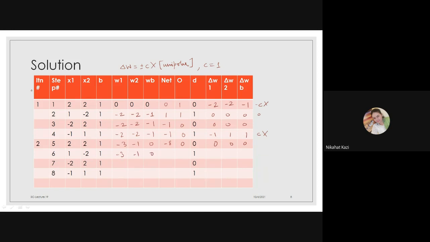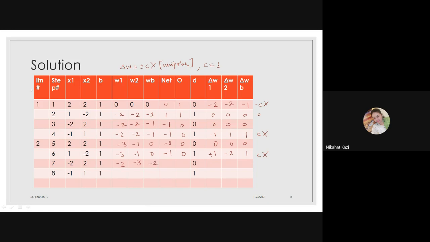Multiply, minus 3 plus 2 is minus 1. So now they are not matching, so you need to update the weights. What is the equation? It is plus Cx again because t is 1, so delta W is simply equal to x. Add these two weight vectors and you will get the new weight vector, that is minus 2, minus 3, and minus 2.